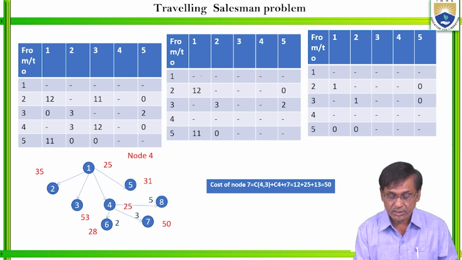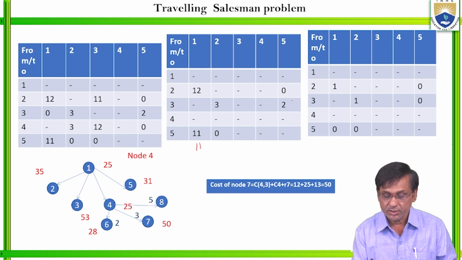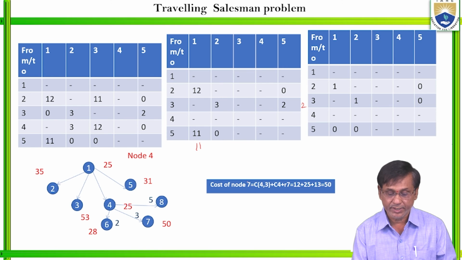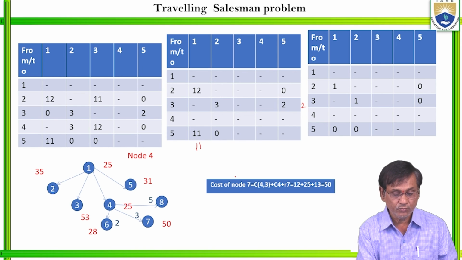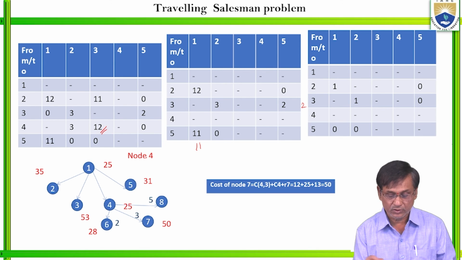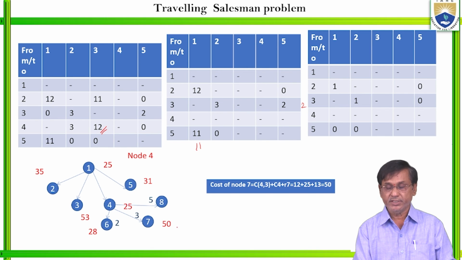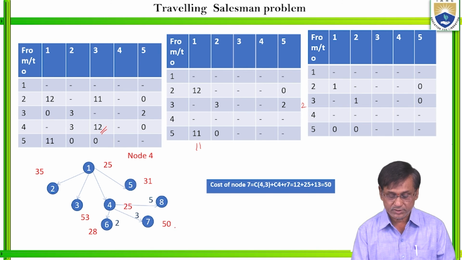So now in this, 11 is possible, and in this, 2 is possible. That means on the row side we can reduce 2, on the column side we can reduce 11, so the total reduction value is 13. And also see 4 to 3. The value of 4 to 3 is 12, the cost of node 4 is 25, and this is 13. So the total cost of node 7 is 50.